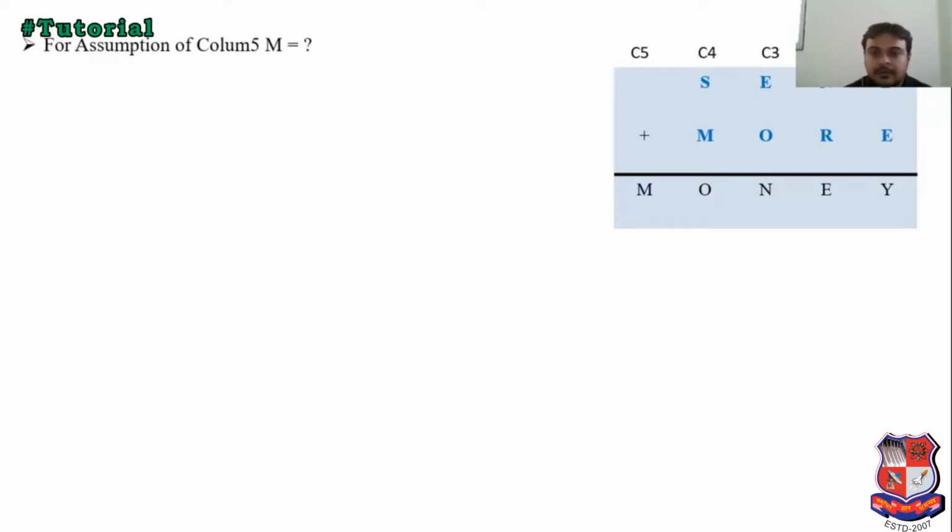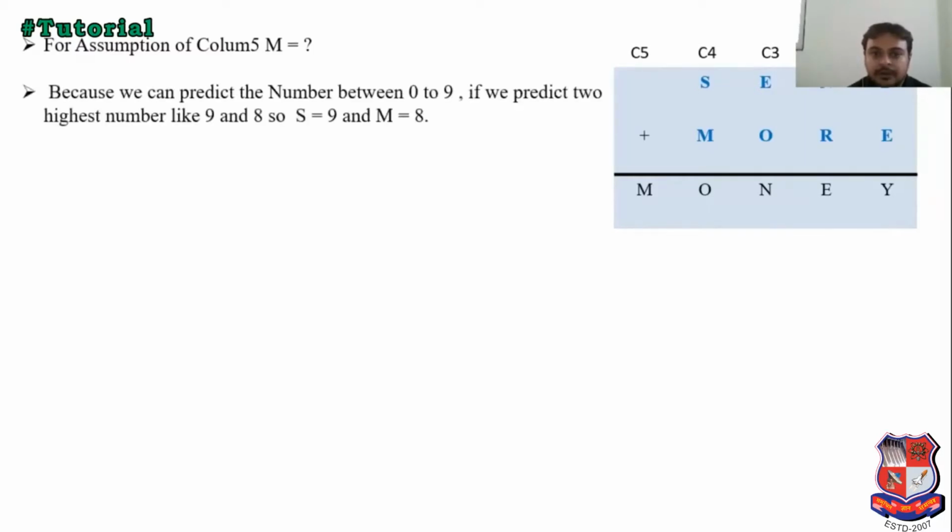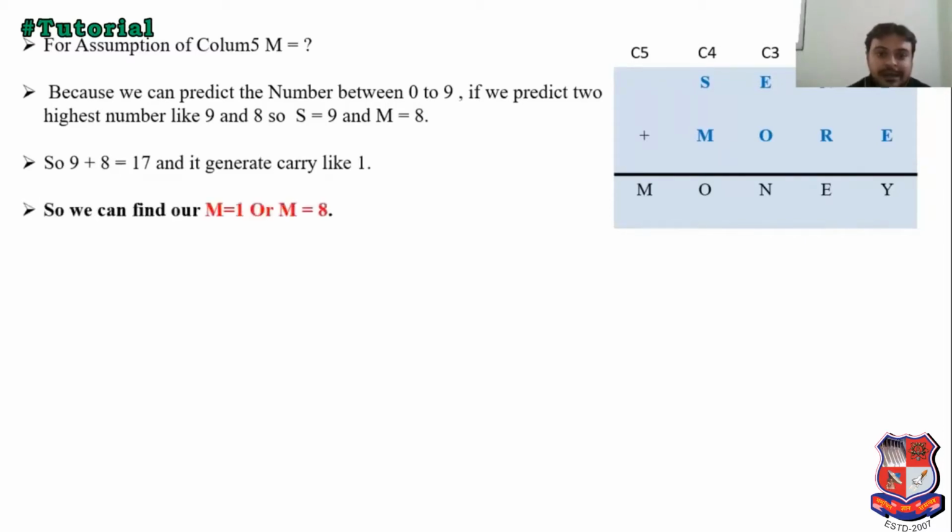We can predict the M value between 0 and 9, because we can only use values between 0 and 9. Suppose we take the highest value among these numbers, like 9 or 8. So we say S is equal to 9 and M is equal to 8. Then it generates 17, so it generates a carry of 1. So we can easily predict the value of M is equal to 1. But this is not possible, because here we get two distinct values for M: first 8 and second 1.